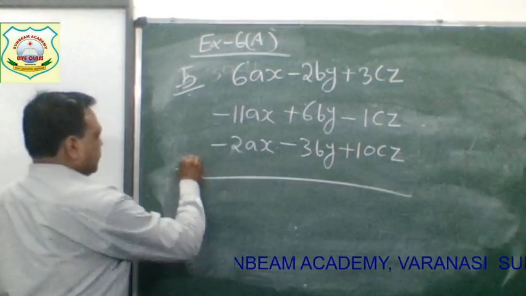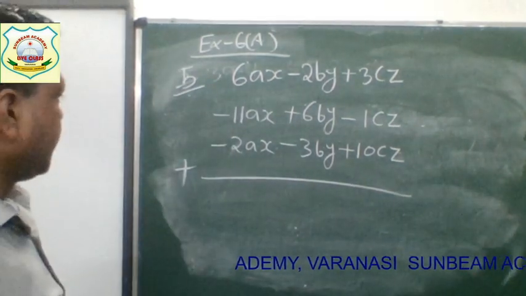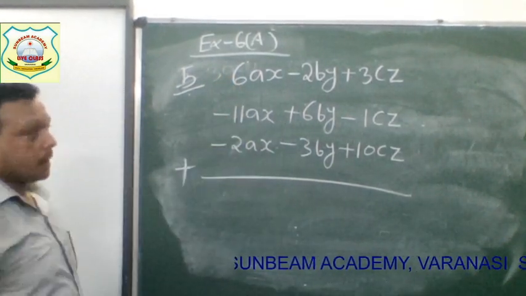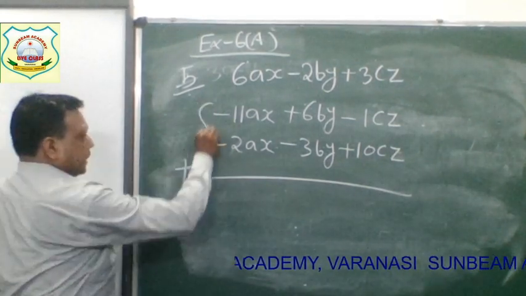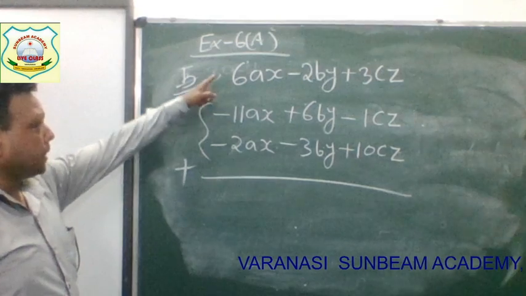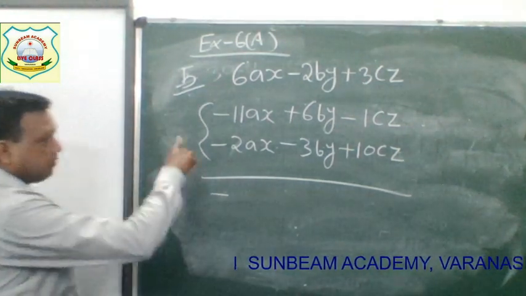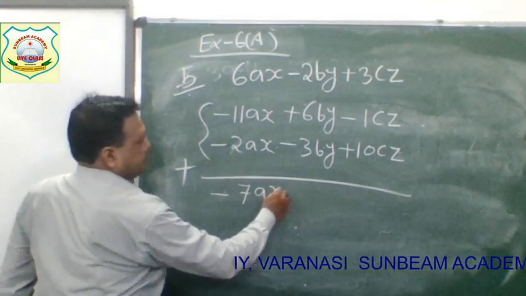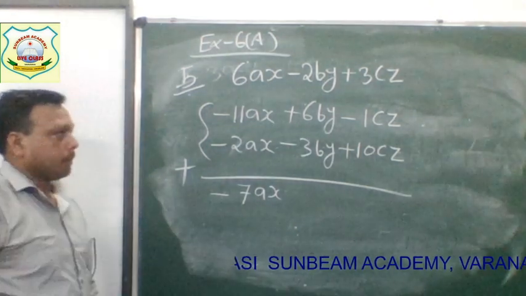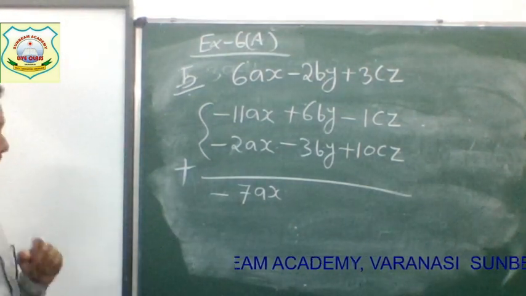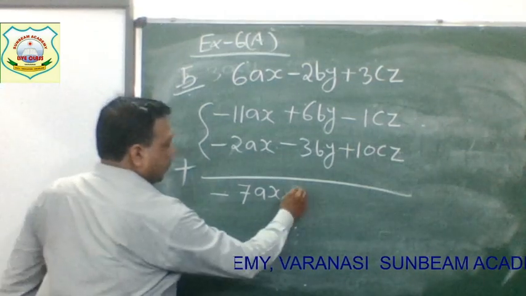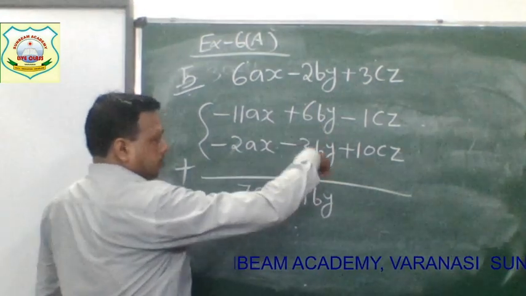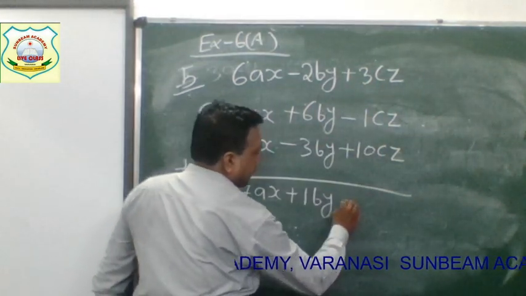We want to add, so plus sign. You can see here 6ax is in plus, others are minus. So 11 and 2 is 13, this is minus 13. Minus 13 and plus 6, minus value is greater, so minus 13 plus 6, that is 13 minus 6, 7ax, minus. Minus 3 and 2 is minus 5by and plus 6by, so 1by. We can write 10cz and 3cz both are in plus, so 10 plus 3 is 13, and minus 1, plus 12cz.